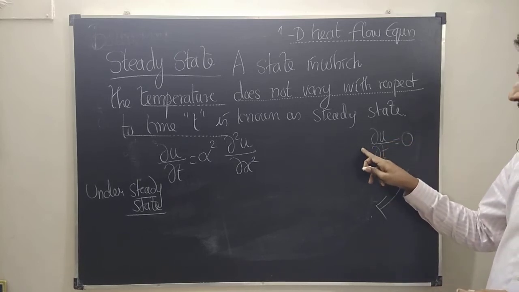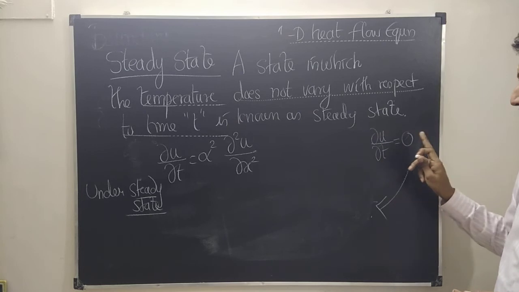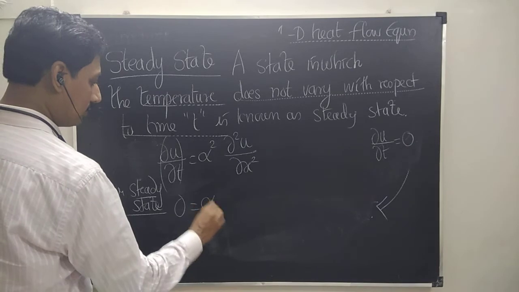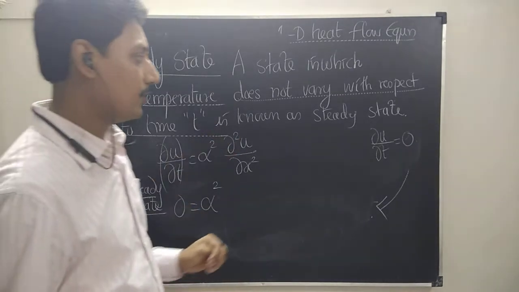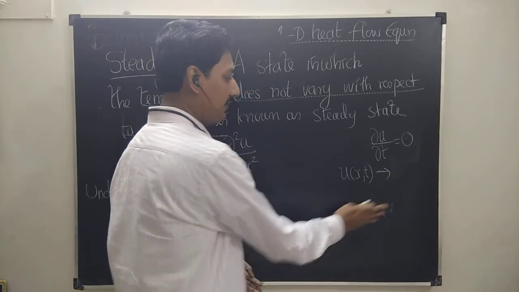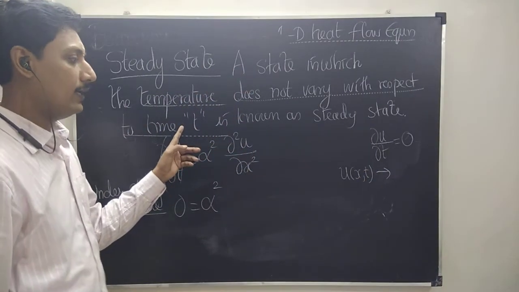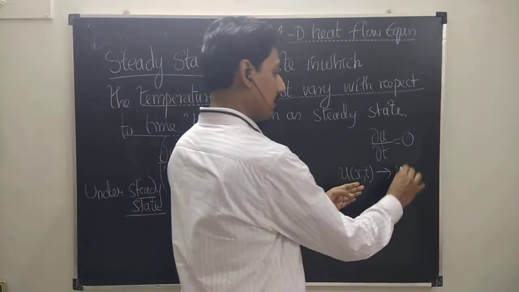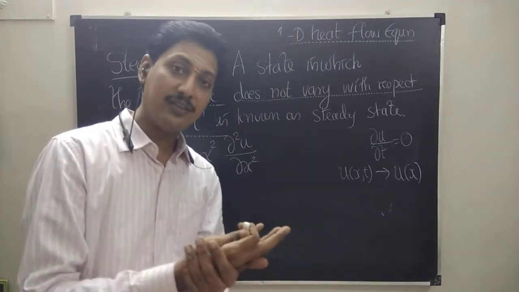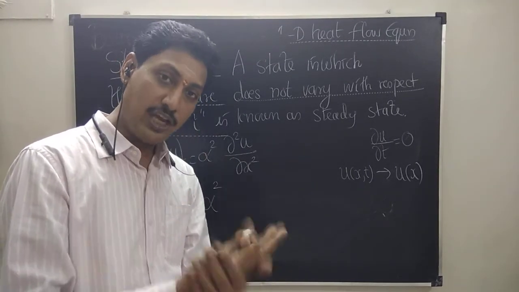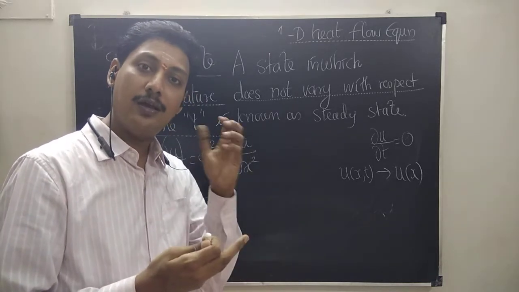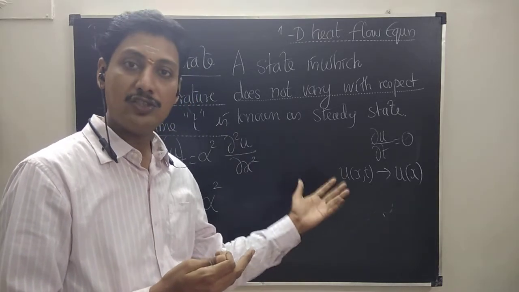Once the temperature is fixed, the rate of change of the temperature with respect to time t is equal to 0. So under the steady state, ∂u/∂t becomes 0. So 0 is equal to α² times ∂²u/∂x². Once it is under the steady state, the temperature does not vary with respect to time t. That means u is a function of x comma t becomes u is a function of x alone, because the time factor does not affect u.